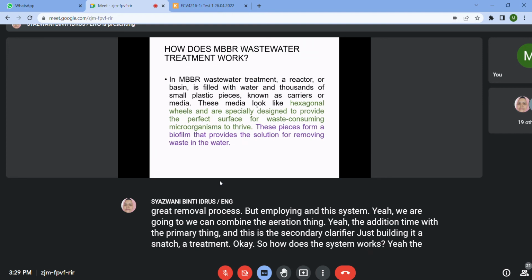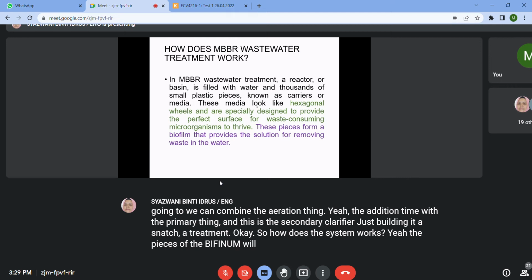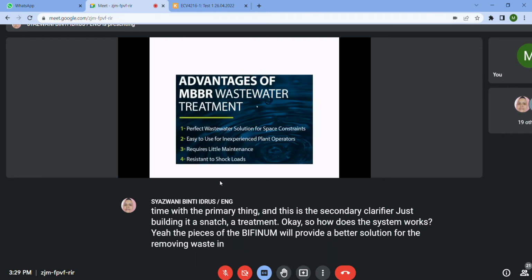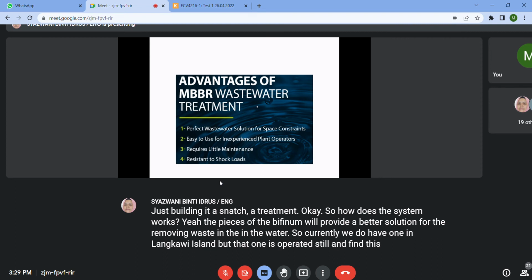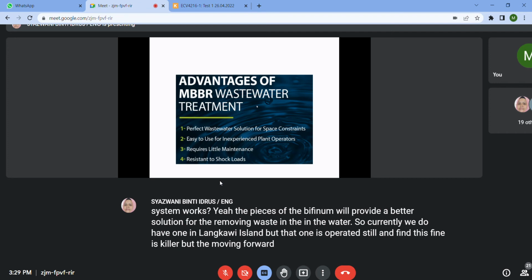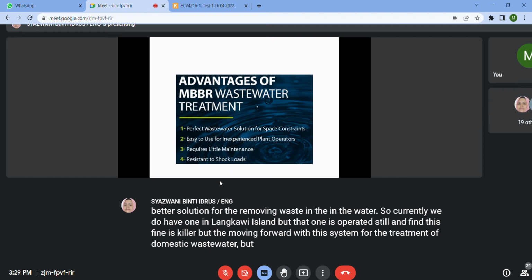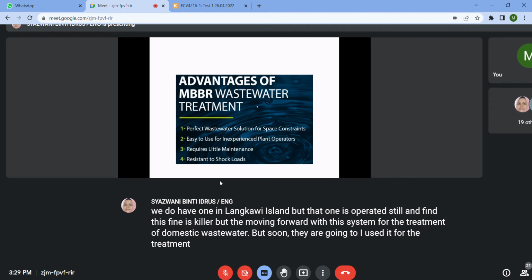The pieces of the biofilm will provide a better solution for the removal of waste in the water. Currently we do have one in Langkawi Island, but that one is still operated under pilot scale. But they are moving forward to use this system for the treatment of domestic wastewater. But soon they are going to use it for the treatment of food and beverage industry wastewater.